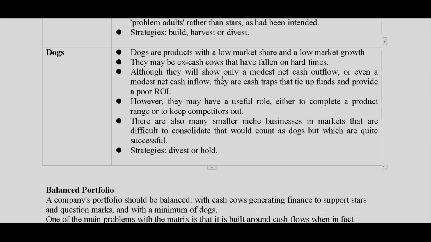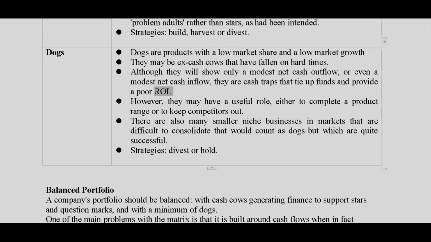For dogs, they are products with a low market share and a low market growth. They may be ex-cash cows that are falling on hard times. Sometimes your cash cows, when they are weak and you harvest from them, can literally become dogs because you are not making anything from them again. Although they will show only a modest net cash inflow or even a modest net cash outflow, they are cash traps that tie up funds and provide a poor return on investment.